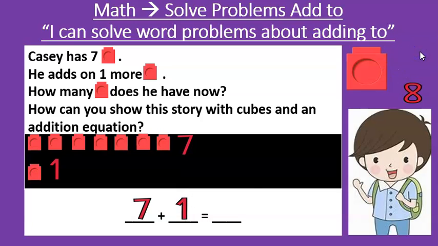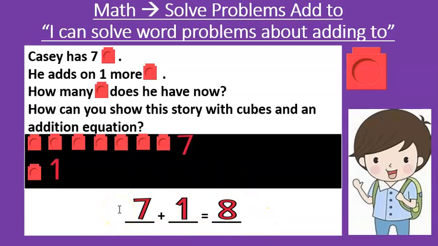And look at that. Our addition equation is almost complete. Now we just need a number here. To get this number, we have to count up all these cubes. Let's count it together. Here we go. 1, 2, 3, 4, 5, 6, 7, 8. Okay, so I'm going to grab 8. I'm going to put 8 there. And look at that, boys and girls. Our addition equation is finished.